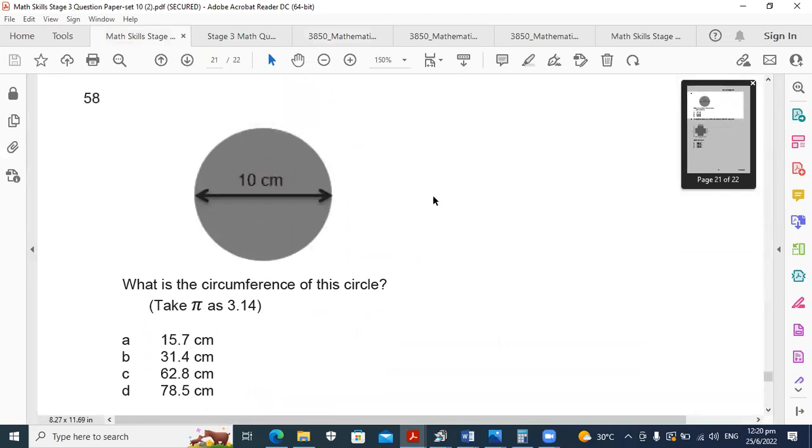All right. So this is a nice little easy one. This is just asking you a straightforward question. What is the circumference of the circle? And it's a complete circle. So therefore we use the formula C equals what? 2 pi r. All right. And notice they tell you to use pi as what? 3.14.